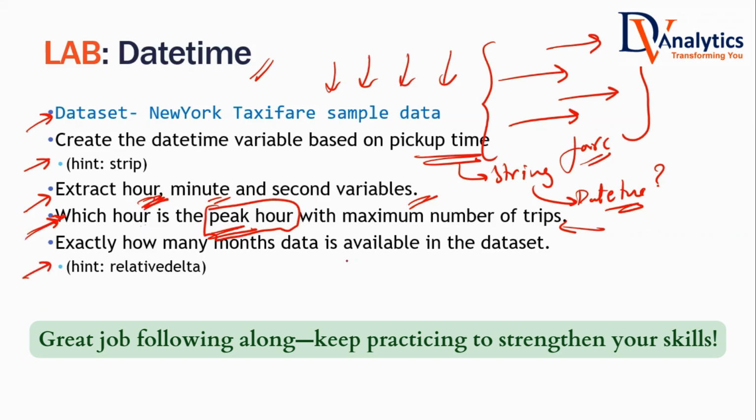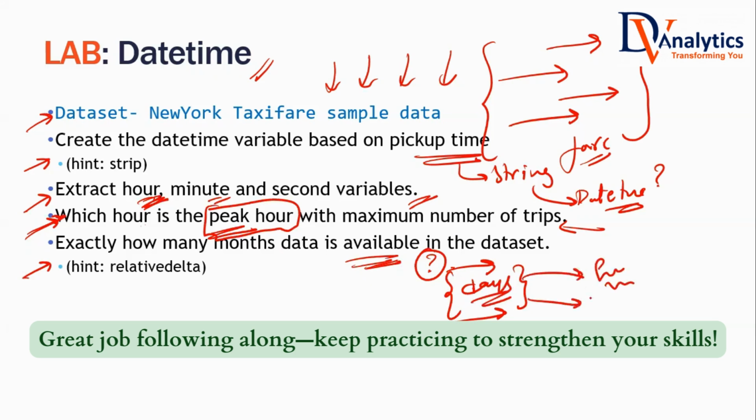Exactly how many months of data is available in the dataset? So you try to find out what is the minimum and what is the maximum, and then convert that duration into days. Earlier we have converted into hours, minutes, but here I want to convert the duration into months. Now that's not directly possible using the function that we have used. You may have to use a different function, but tell me how many months of data is available. Let's say 90 days is actually like 3 months. You can say like that in simple words.